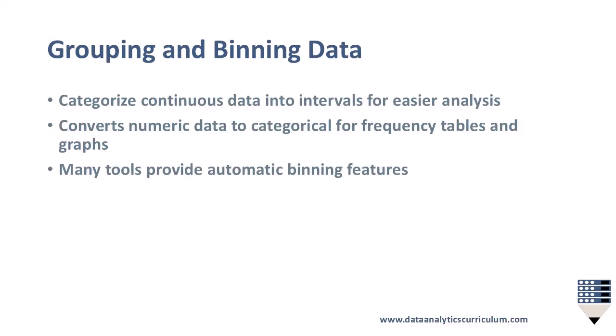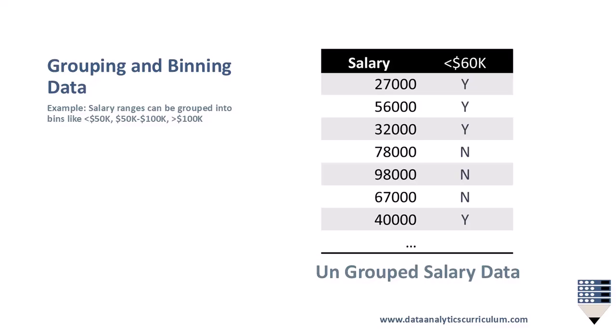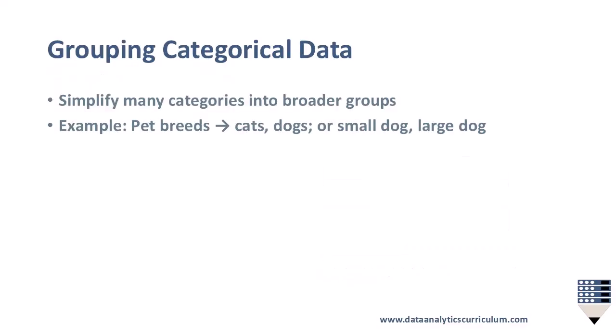Grouping and binning data. Another powerful modification technique is grouping or binning data. This means categorizing continuous numeric data into intervals, or bins, to make it easier to analyze or visualize. For example, individual salary values can be grouped into bins such as under 50,000, 50 to 100,000, and over 100,000. Many software tools can automatically create bins based on ranges or quantiles.